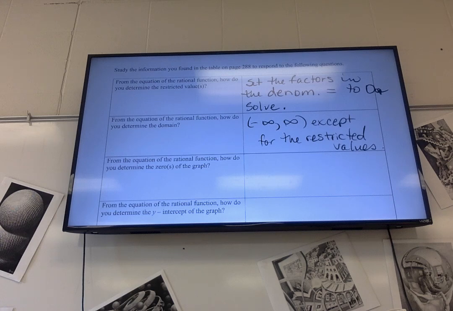From the equation of the rational function, how do you determine the zeros of the graph? You set the numerator, so the non-canceling factor, so one that's not on the top and the bottom of the numerator, for the top equal to 0 and solve.